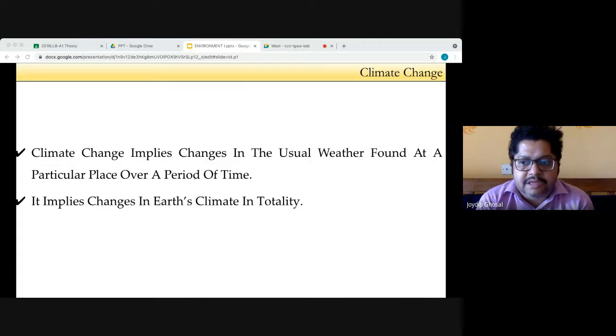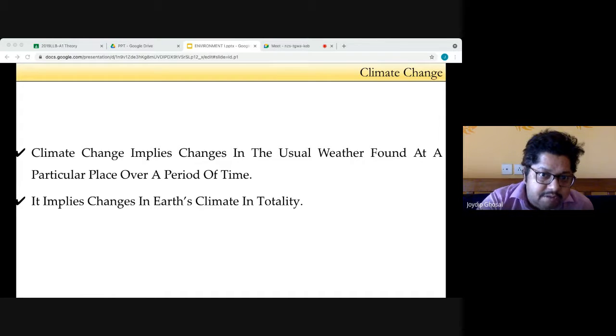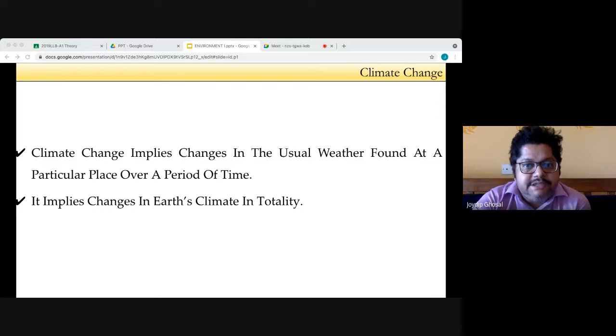When we talk about climate change, it means the change regarding the usual weather found in a particular place over a period of time. It may be regarding rainfall spells, rainfall quantum, duration of rainfall, timing of rainfall, changes in temperature, changes in the winter season, and so on. If this has happened over a period of time in a particular area, then it can be termed climate change. It also implies changes in Earth's climate in totality.